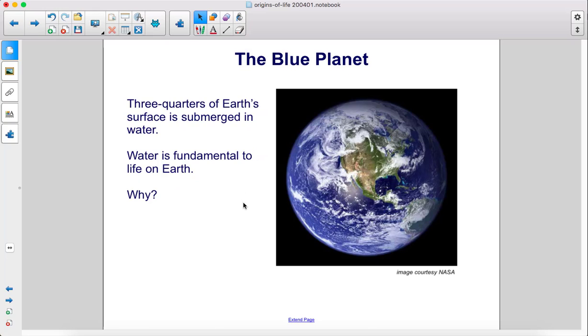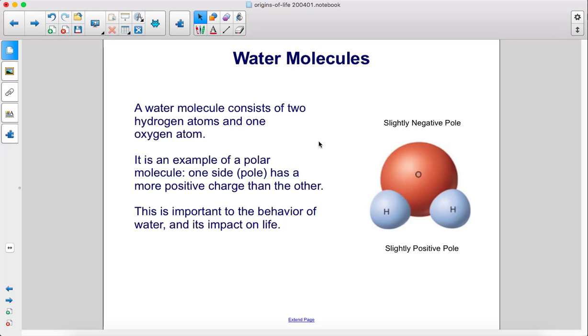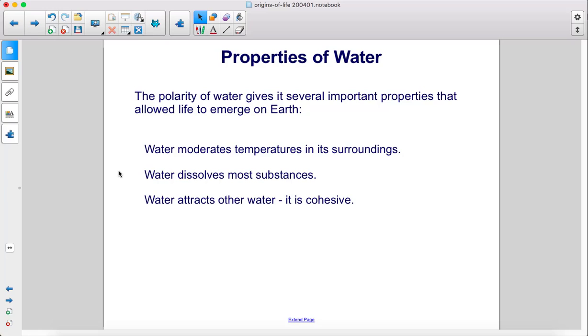3/4 of Earth's surface is submerged in water. Water is fundamental to life on Earth. Why? A water molecule consists of 2 hydrogen atoms and 1 oxygen atom. It is an example of a polar molecule. One side, or pole, has a more positive charge than the other. This is important to the behavior of water and its impact on life. The polarity of water gives it several important properties that allowed life to emerge on Earth.